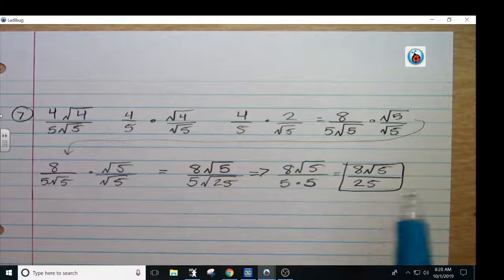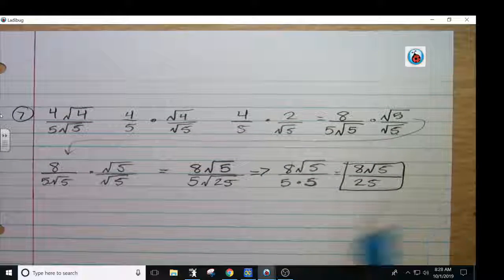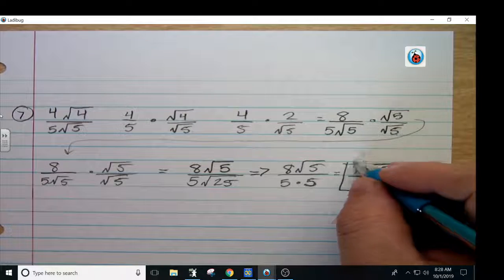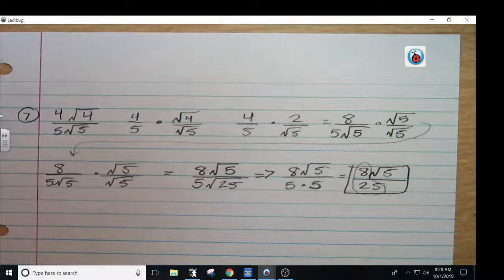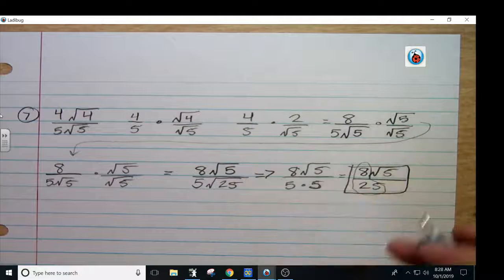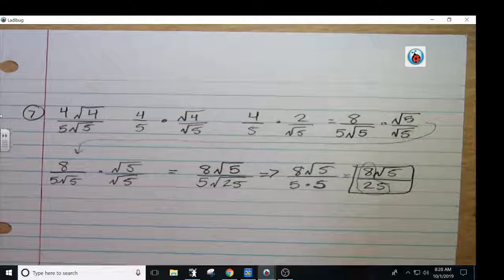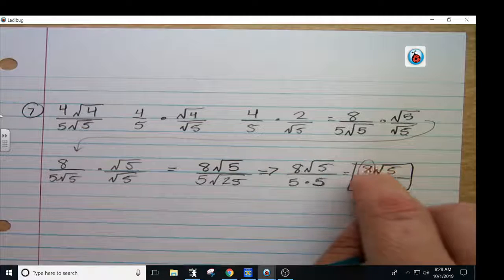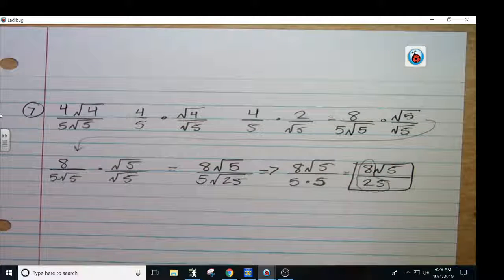Now, if you get to a problem where this can be simplified, if that can be brought to lower terms, you have to simplify that. All right. Don't mess with the radical on the inside, but make sure to simplify the fraction on the outside.